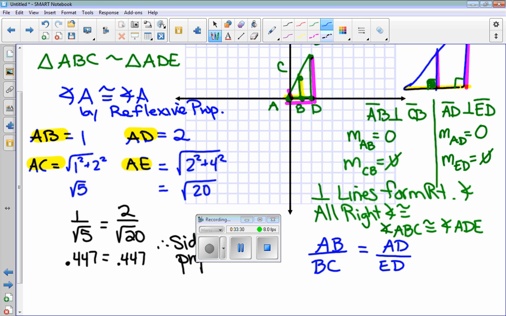I'm going to use the letters, and now I'm going to put in the numbers. What is the length of AB? 1. What's the length of BC? 2. What's the length of AD? 2. What's the length of ED? 4. Sides are proportional because 1/2 and 2/4 are the same.